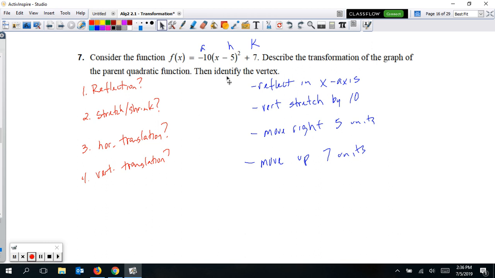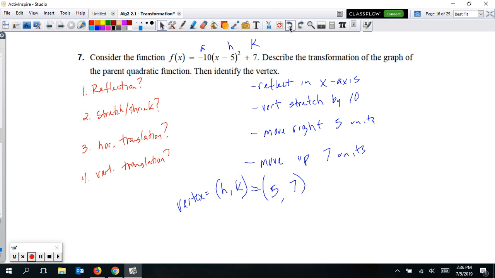Then it just says identify the vertex. The vertex is h, k. We know that. And so our h number we said was 5, because as you pull that out, it's not negative 5. That's an easy mistake to make. It's 5 and 7. So just 5, 7 is our vertex there. That's always the starting point.